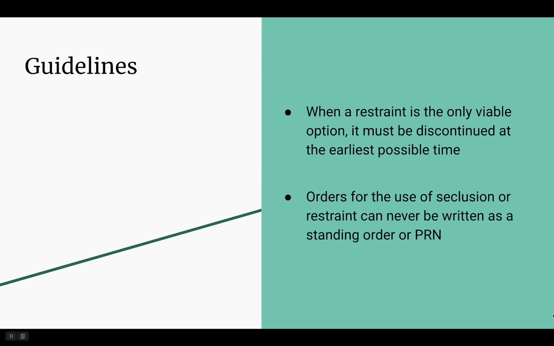Any healthcare facility that accepts Medicare and Medicaid reimbursement must follow federal guidelines for the use of restraints. These guidelines include the following. When a restraint is the only viable option, it must be discontinued at the earliest possible time. Orders for the use of seclusion or restraint can never be written as a standing order or PRN, as needed.